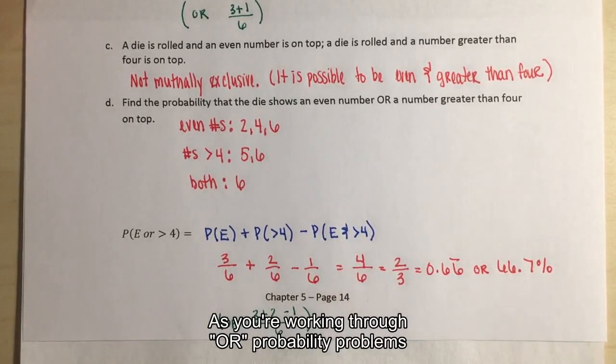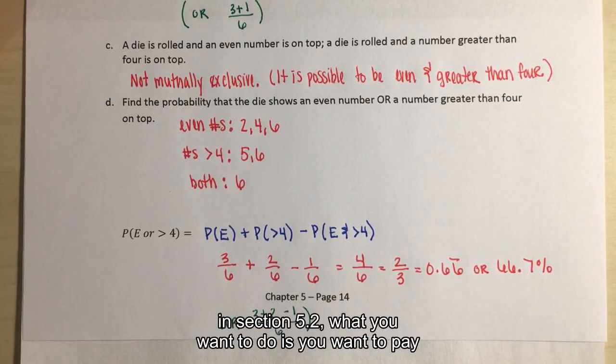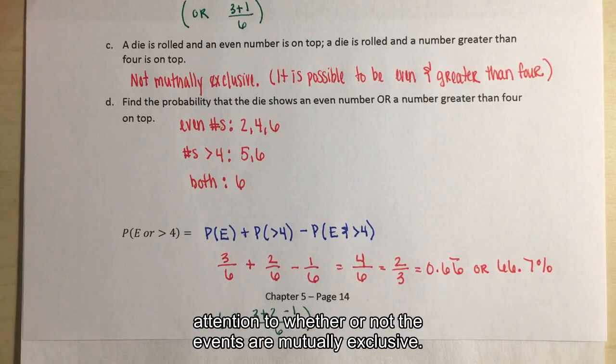Okay, so as you're working through OR probability problems in section 5.2, what you want to do is pay attention to whether or not the events are mutually exclusive.